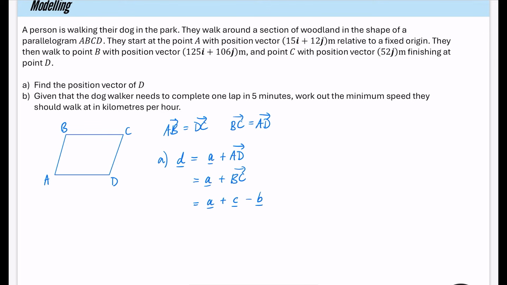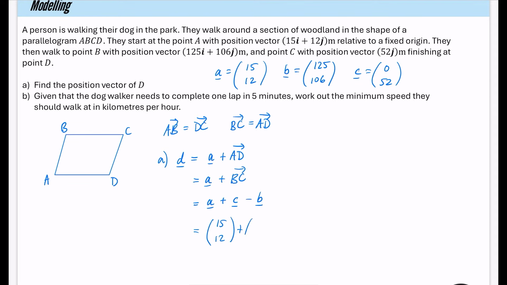So the position vector of D, if I just go straight in with all of these position vectors, we've said from earlier on that A is 15, 12. You see me do them as column vectors. B is 125, 106. And C is just 52j, so it's a 0 and a 52. So that is 15, 12 plus 0, 52 minus 125, 106. And that will tell us what the position vector of D is.